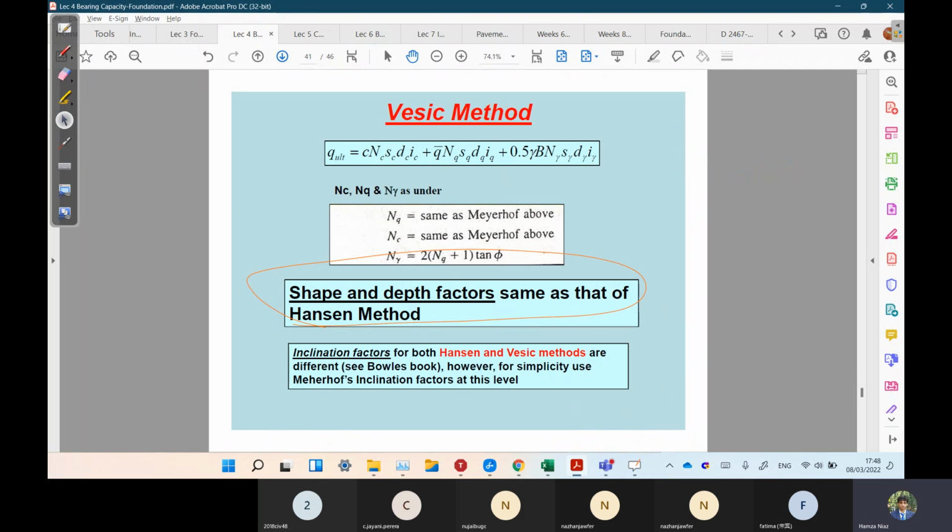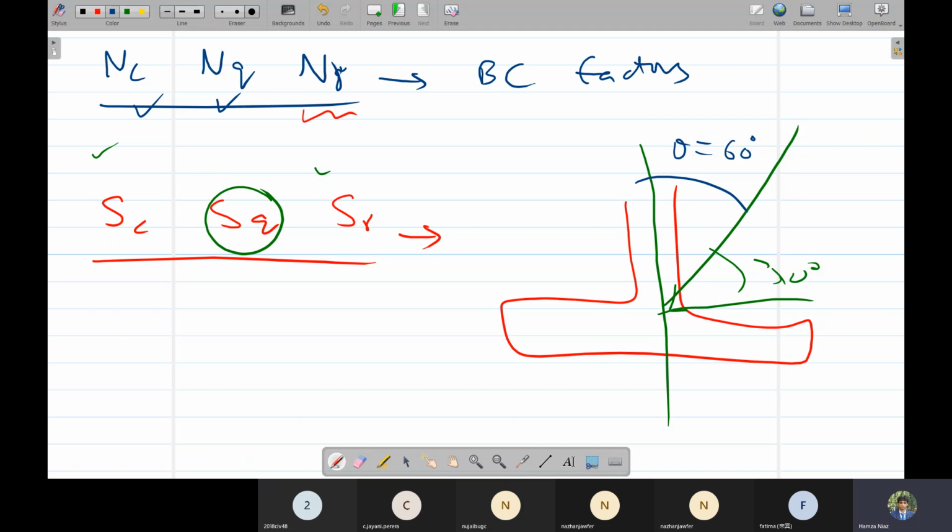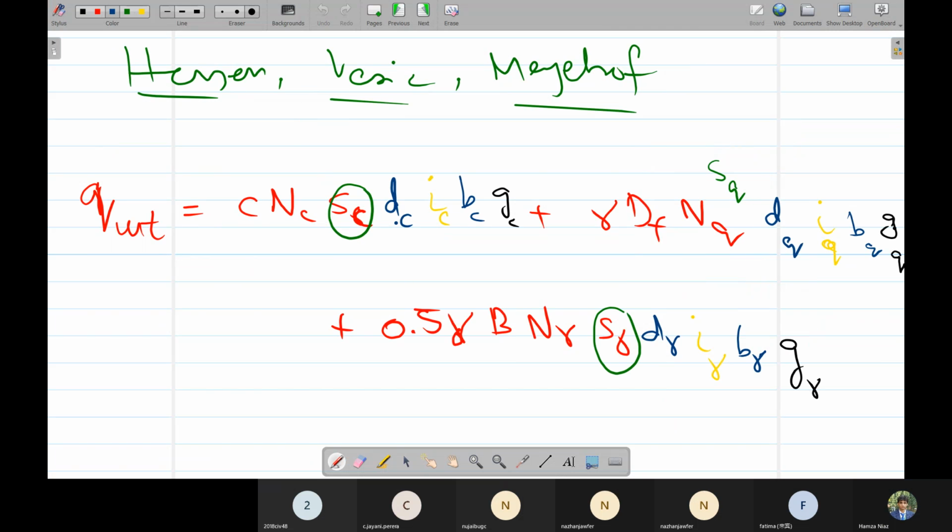Alright, so any issue in this? Simply we have to calculate these values extra in this one. We have to calculate DC and IC, DQ and IQ, D gamma and I gamma, and SQ. So they are extra steps in this question. Simply multiply them and do the same. First we find Q ultimate, then Q net ultimate is Q ultimate minus gamma Df.